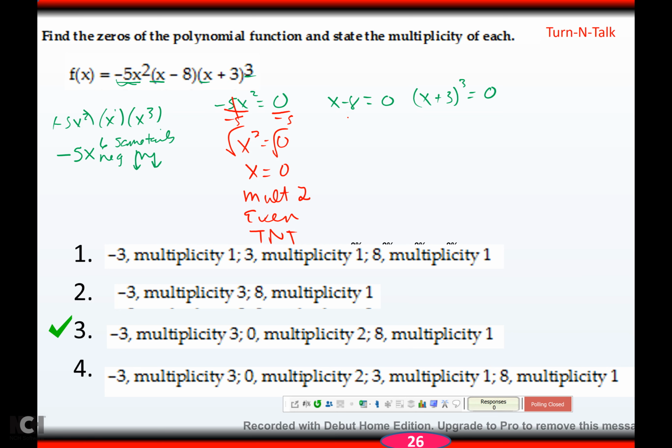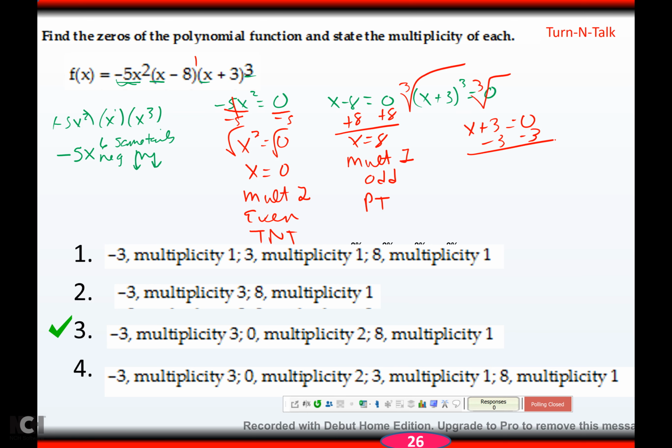Okay, if you solve this one, add 8, I get x equals 8. It has degree 1, so its multiplicity is 1, which is odd, which means it's going to pass through. And if I solve this one, cube root, x plus 3 equals 0, minus 3, x equals negative 3. It has multiplicity 3, which is odd, which means it's going to pass through.